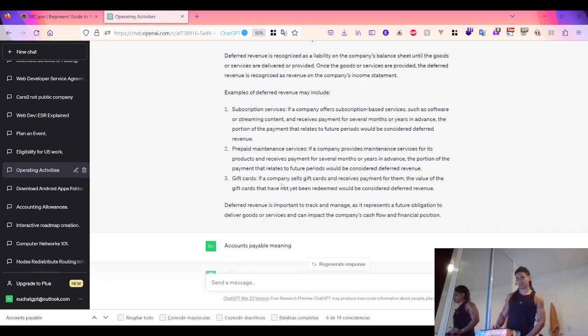Deferred revenue is important to track and manage, and it represents a future obligation to deliver goods and service and can impact the company's cash flow and financial statement.